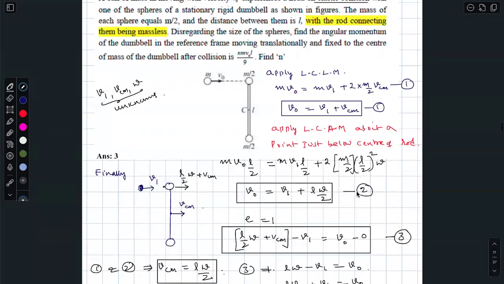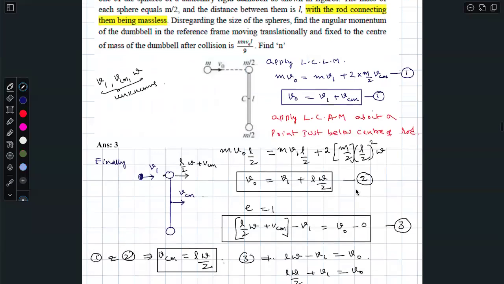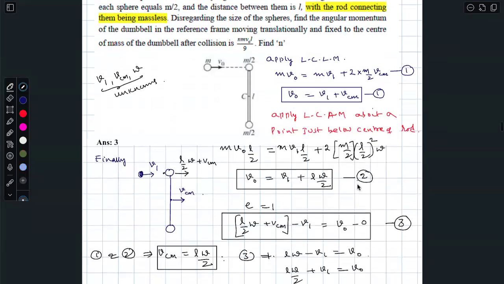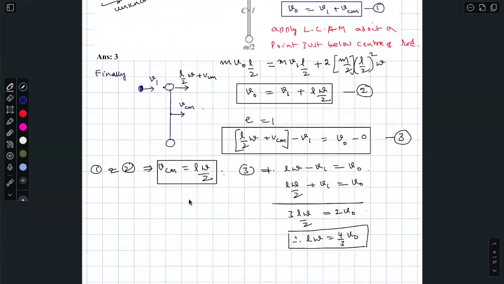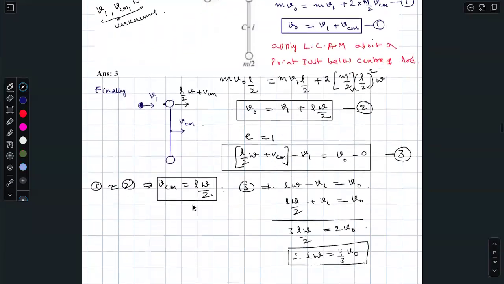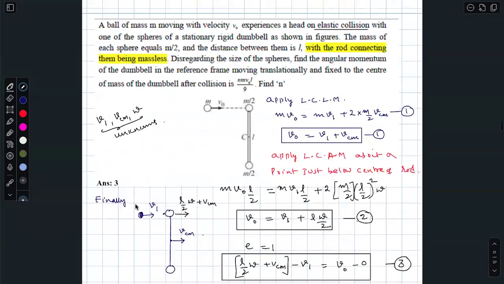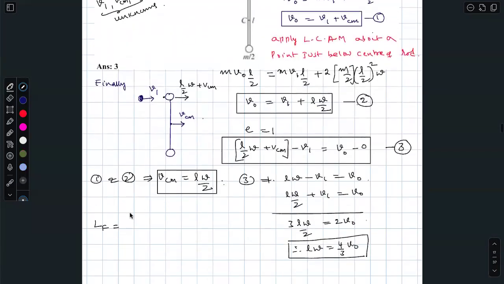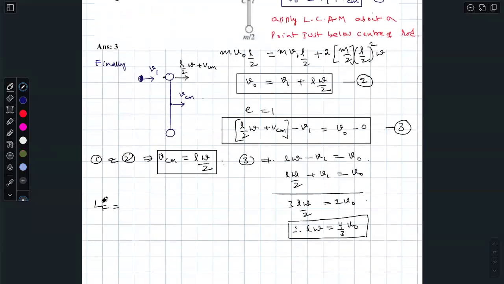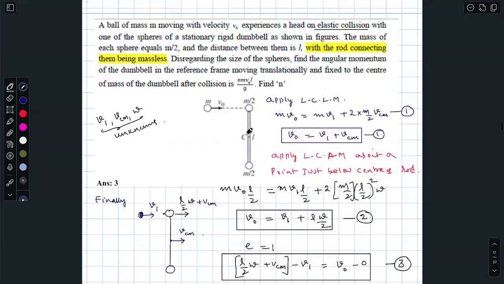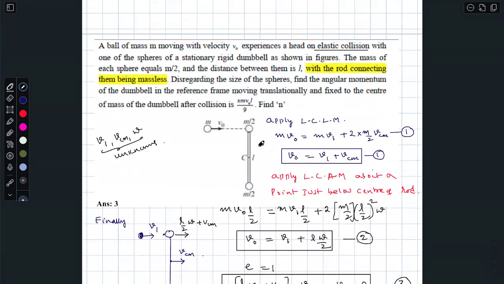What do they want finally? Angular momentum of the dumbbell in the reference frame moving translationally and fixed to the center of mass of the dumbbell after collision. Okay, fine. What is the initial angular momentum? L final is equal to, in the reference frame of the center of mass actually. That is also an important observation. And one more important point: not the full system again, only the dumbbell.